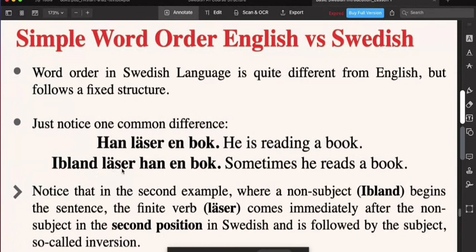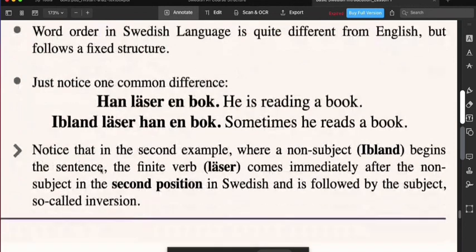Like here, ibland läser han en bok. Sometimes he reads a book. Ibland is here your adverb, and läser is your verb, and han is a subject. So I would write object also at the very first position. En bok läser han ibland. Sometimes he reads a book. If you don't write subject at first position, it should be after verb. So that is something we don't use in English. So we can learn that again later on. Right now we are just comparing.